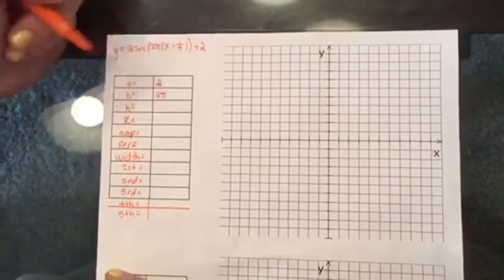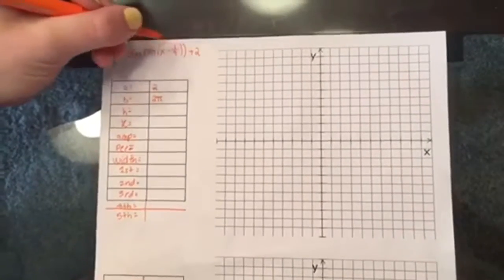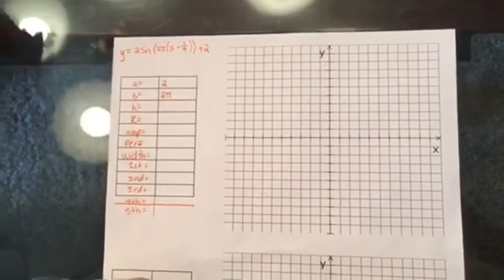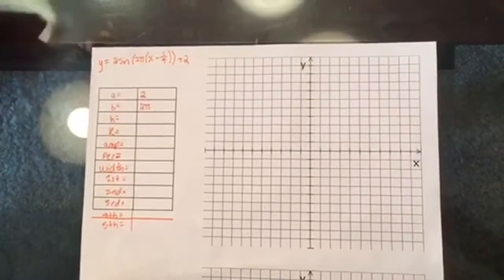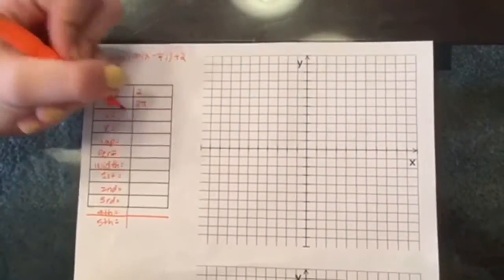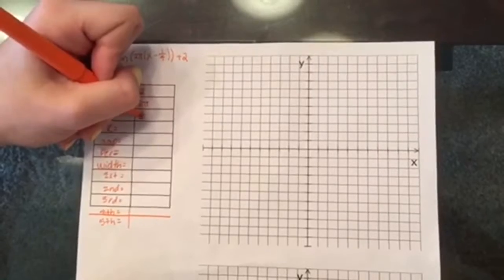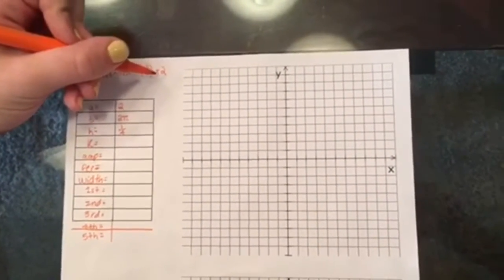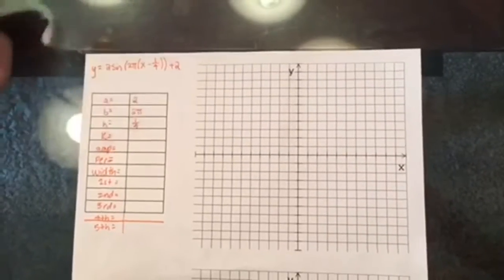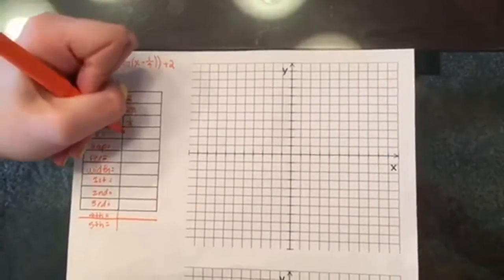In this parentheses, the value is actually considered the bad child in math. So even though there's a negative in front of the 1/4, it's actually a positive value of 1/4. And then right here, we can see that it will be shifted up 2 units, so the k value is 2.